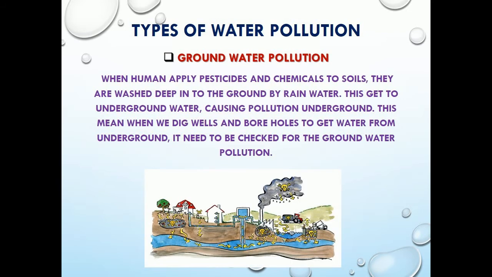Groundwater pollution. When humans apply pesticides and chemicals to soils, they are washed deep into the ground by rainwater. This gets to underground water, causing pollution underground. This means when we dig wells and bore holes to get water from underground, it needs to be checked for groundwater pollution.